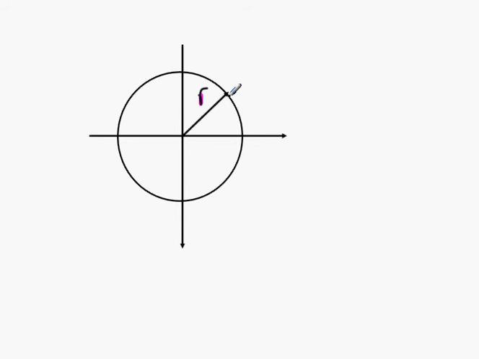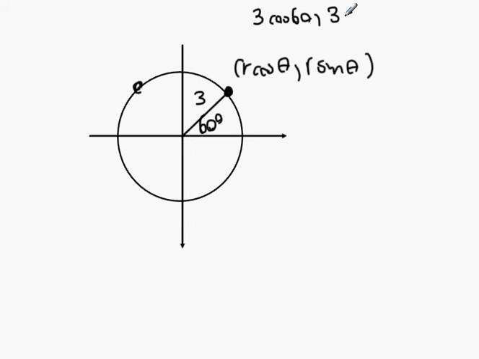Now, any coordinate on this circle can be denoted as r cos theta is the x value, r sin theta is the y value. Now, let me explain what that means. If I have a radius of 3 and I have an angle of 60, where this point will be located on the xy plane is basically 3 cos 60 and 3 sin 60.